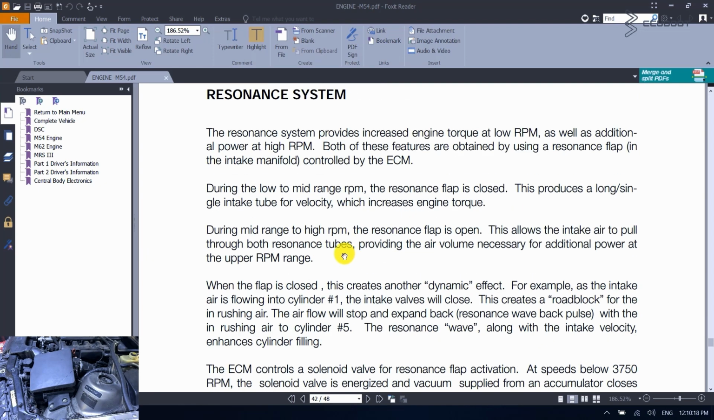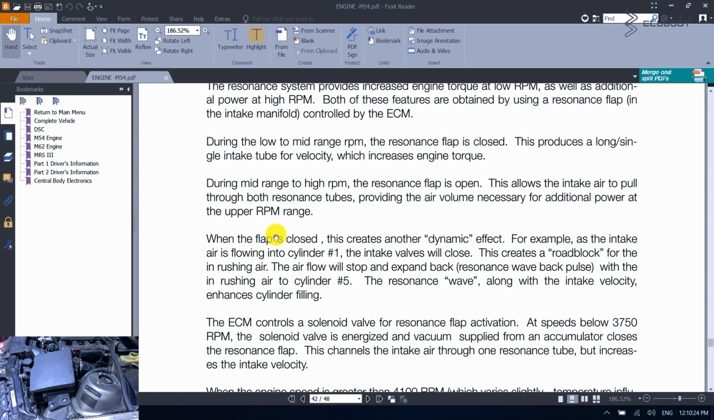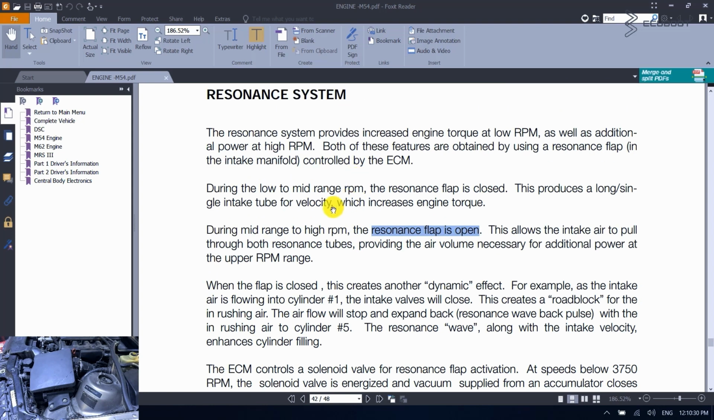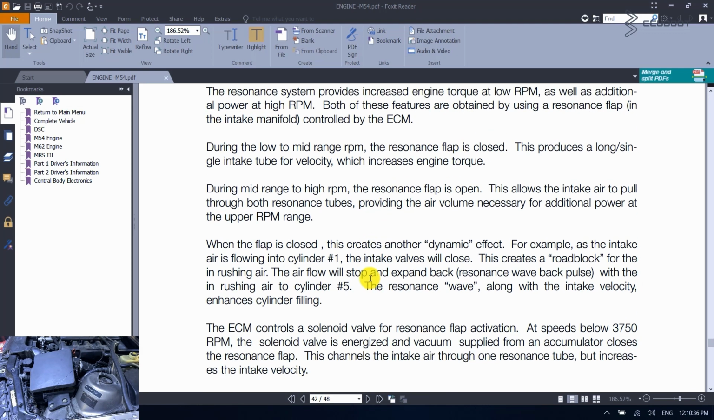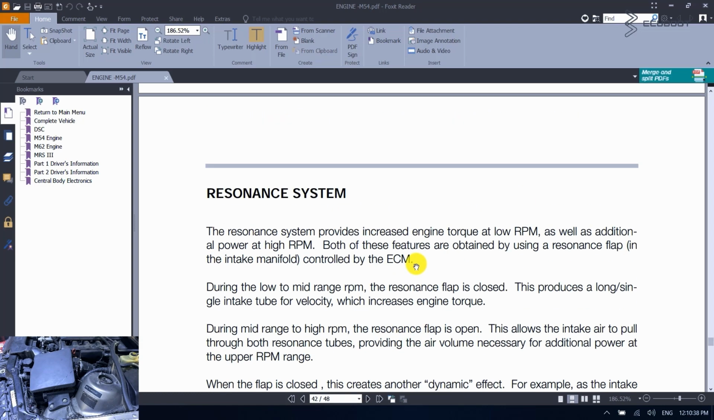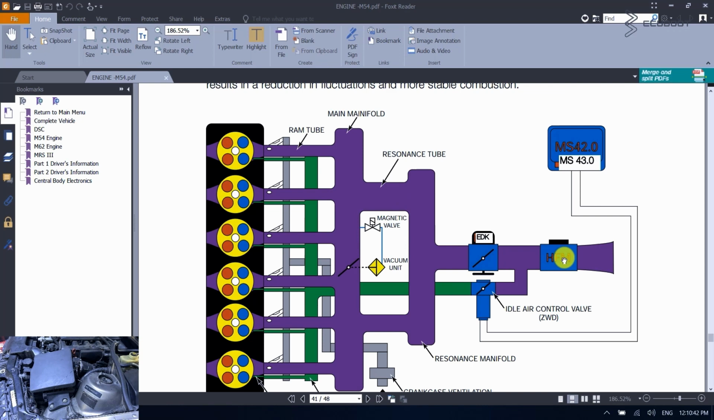During low to mid-range RPM, the resonance flap is closed. This produces a single intake tube for velocity, which increases engine torque. During mid-range to high RPM, the resonance flap is opened. This allows the intake air to pull through both resonant tubes, providing the air volume necessary for additional power. This is how this system works mechanically.